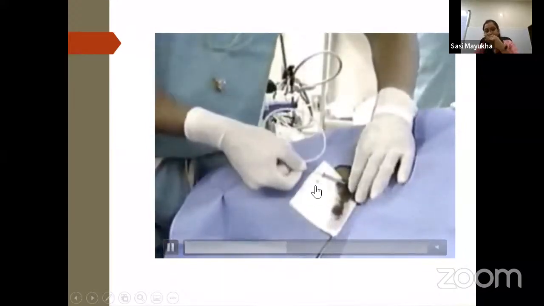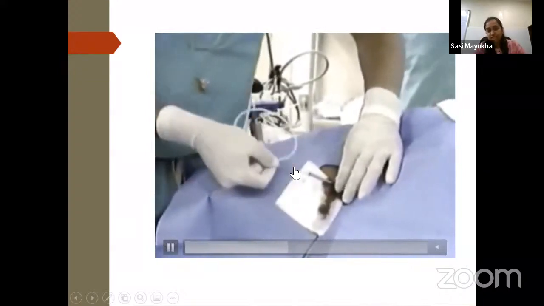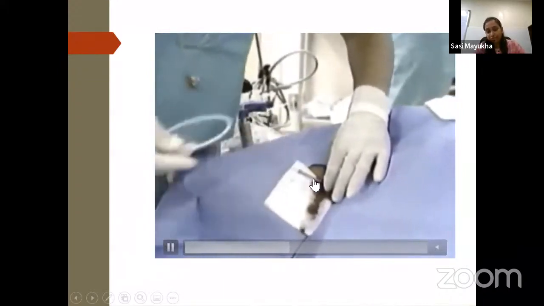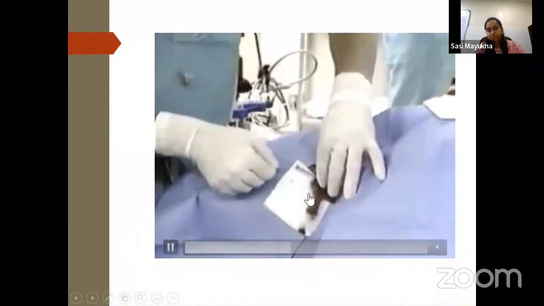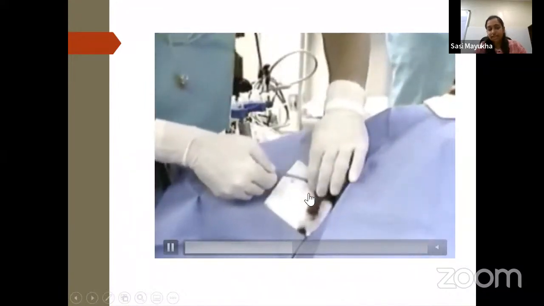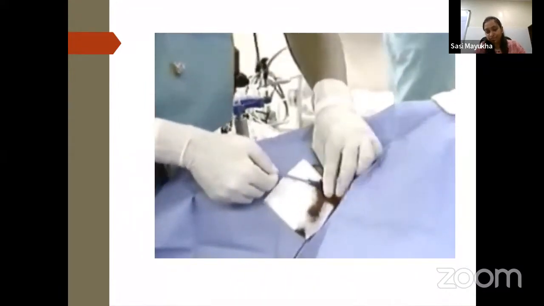Here you can see after the needle is placed, they're threading the guide wire through this needle. After they've threaded the guide wire, they are removing the needle.